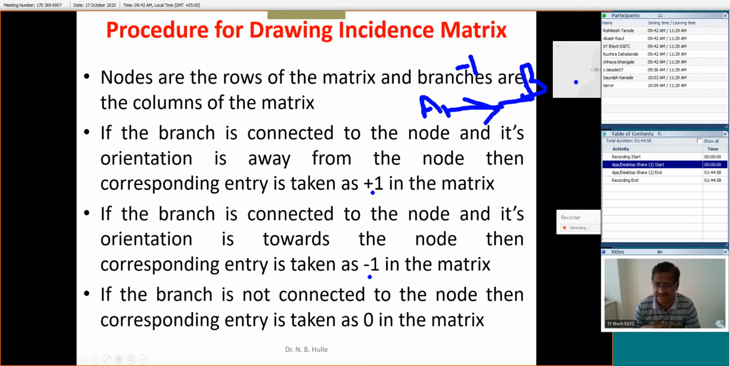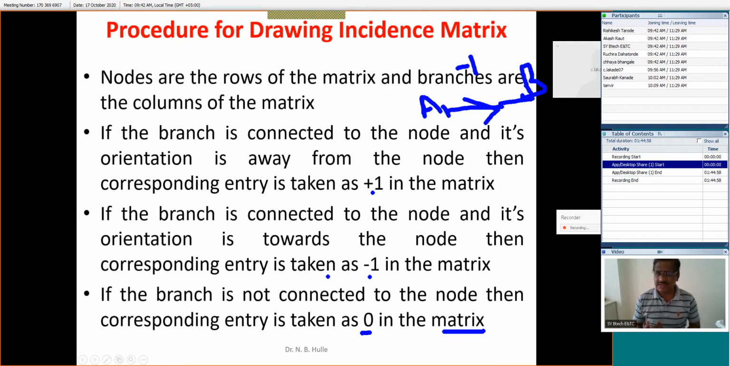What is the standardization here? Outgoing current for that particular node is taken as +1 and incoming current is taken as -1 for that particular branch, and we are able to find the relation between the nodes and the branches. Finally, if that branch is not connected to the node, then the corresponding entry will be taken as 0 in the matrix. Only 3 entries are possible in this matrix for a corresponding node and branch. Entry may be +1, -1, or 0.